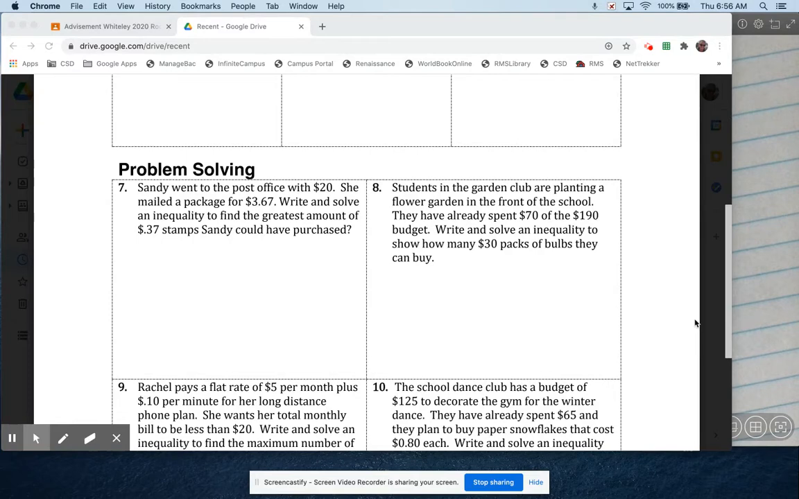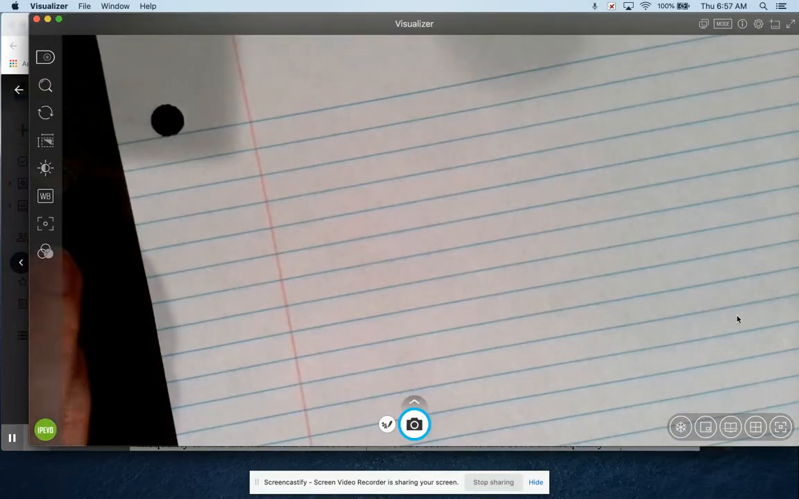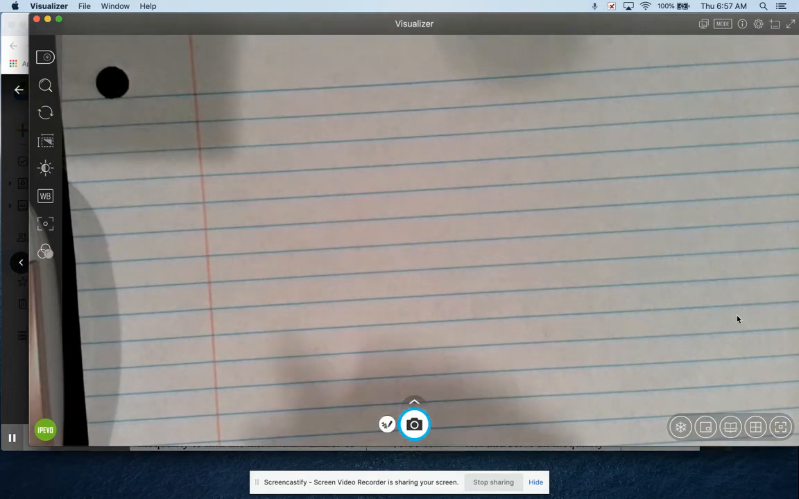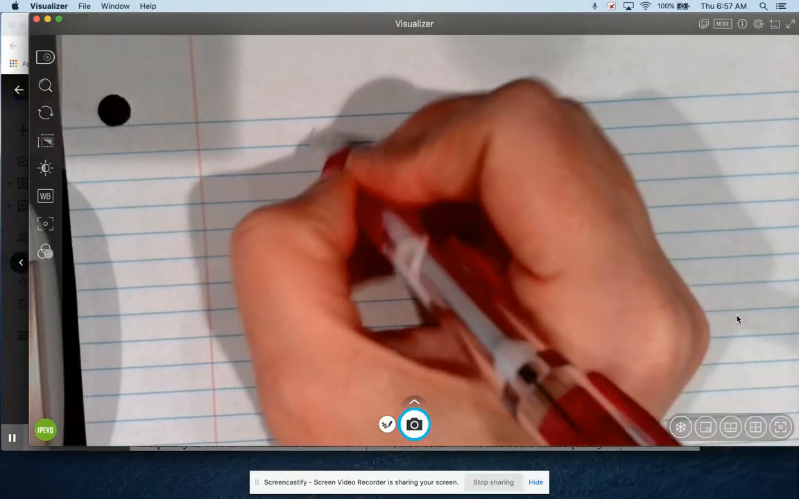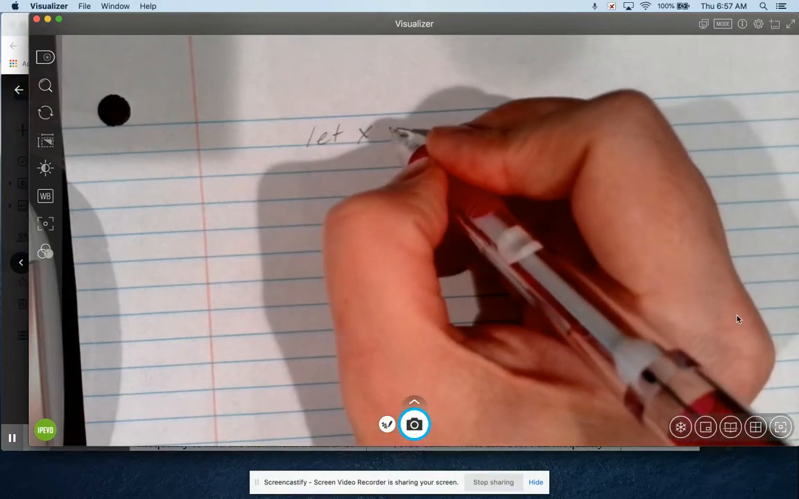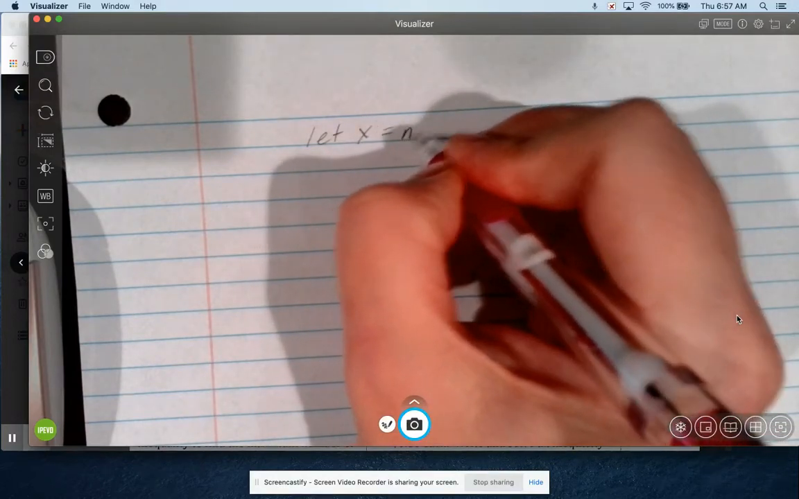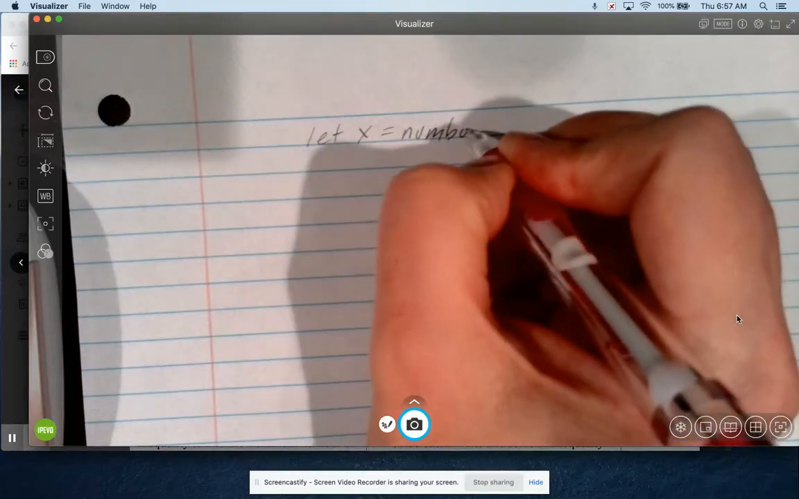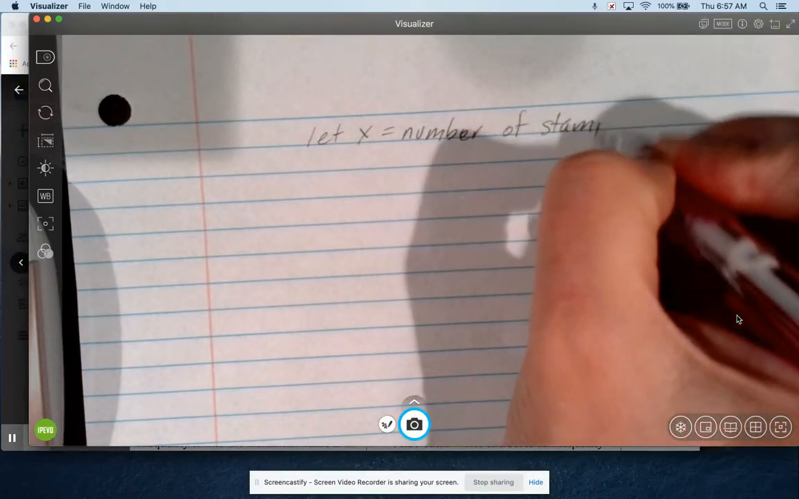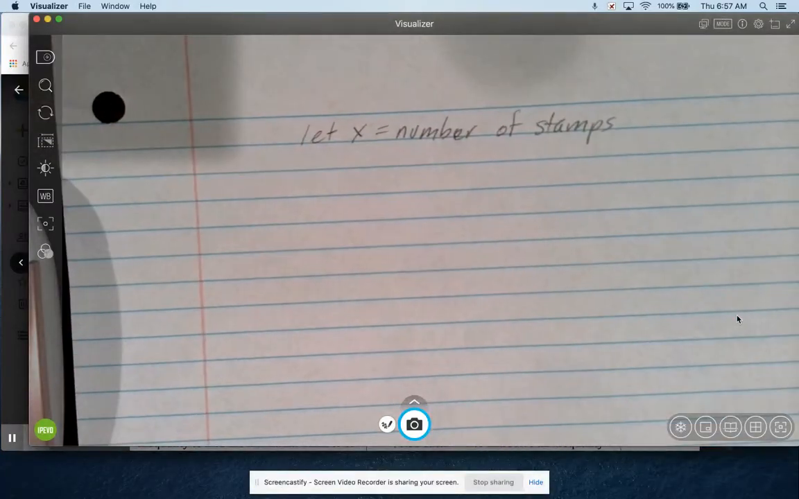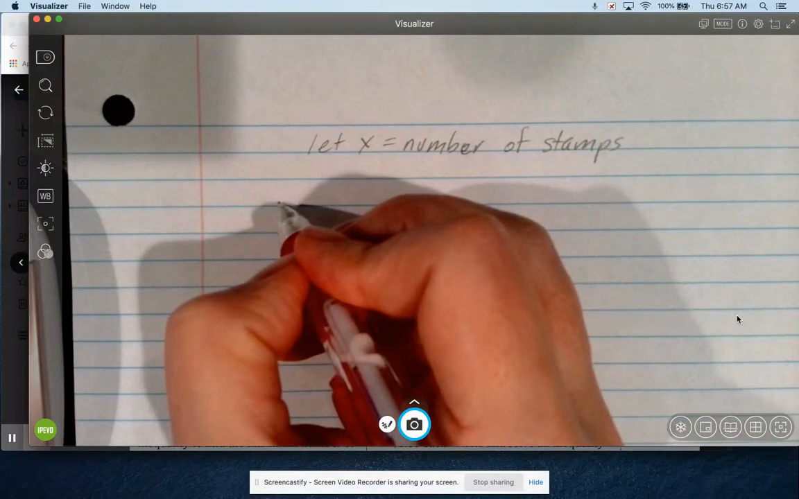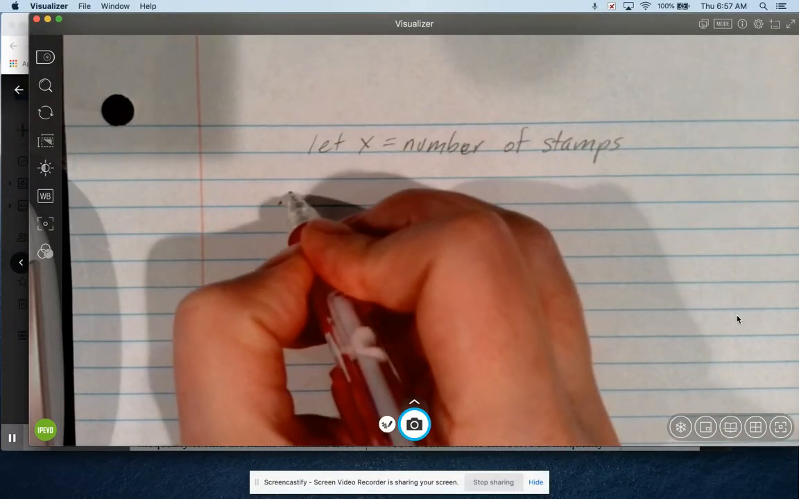So we are going to start by identifying the variable. It really does help. Let x equal the number of stamps. We need to know what the unknown is. Then we need to write the inequality. So we know what we have to spend: 37 cents times however many stamps we have.